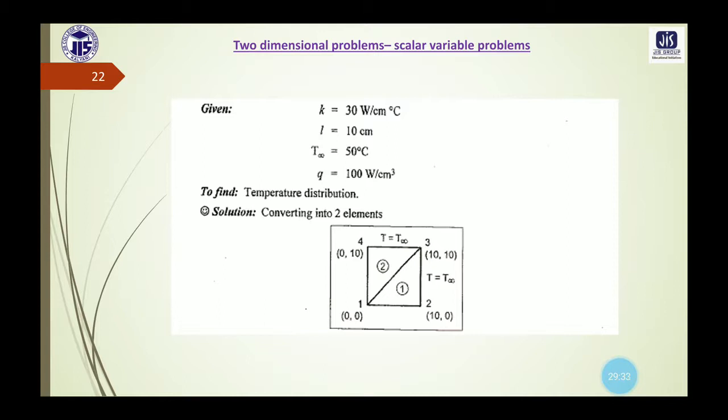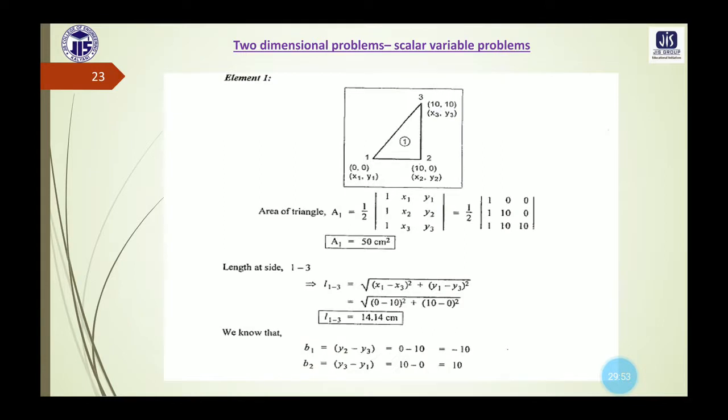So first we have divided this given rectangle into two different triangular elements, and for these two different triangles we have found the coordinates for the nodes. Now let us consider element 1. So here we are having the coordinates, so we can easily calculate the area of this triangle, and the formula is known to us, so we have calculated the area which is 50 centimeter square. Then we need to calculate the length of side 1 3, so the formula is also known to us, so we can calculate the length 1 3.